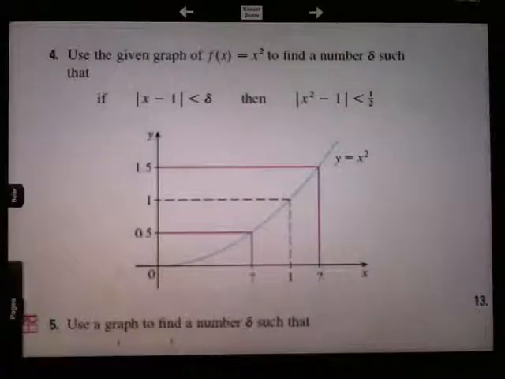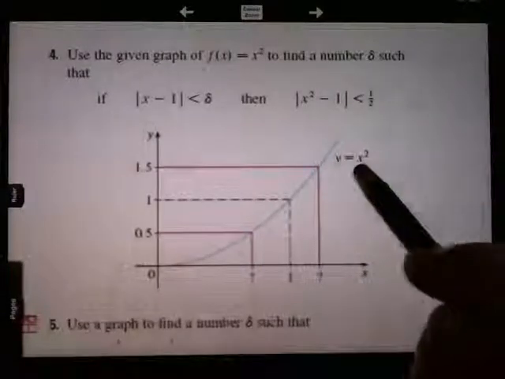I want to take a look at a couple problems out of section 2.4. It's dealing with epsilons and deltas and the formal definition of limit. The problems at the beginning of this section are sort of getting you ready for actual proofs that come later on. That is, here, problem number 4.